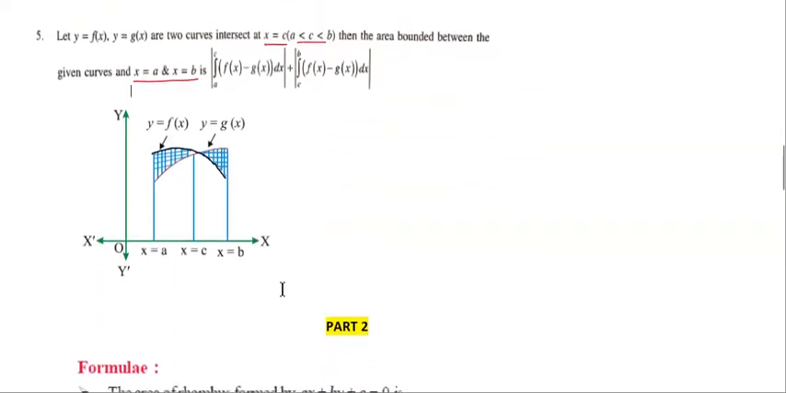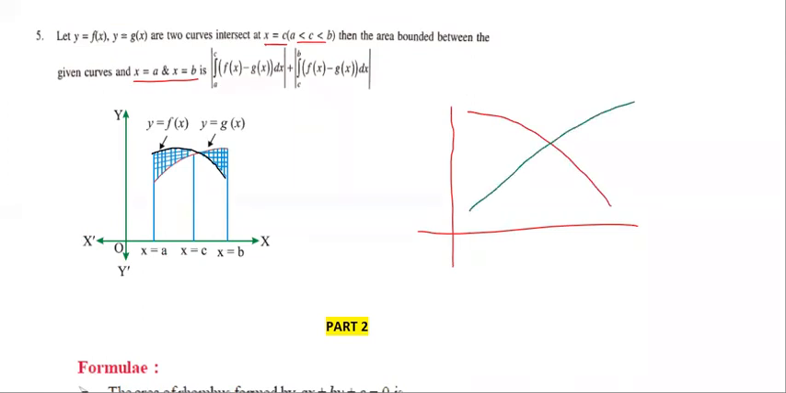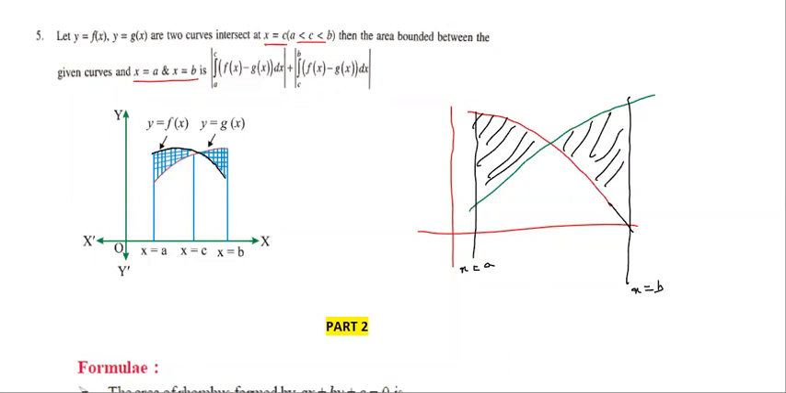Here observe, here one curve is there. Suppose this is a curve and another curve is like this. Both the curves intersect at one particular point, but the required area is at x is equal to a and at x is equal to b. This is x is equal to b. See here, this is the required area. At the particular point here, c, the two curves are intersecting.